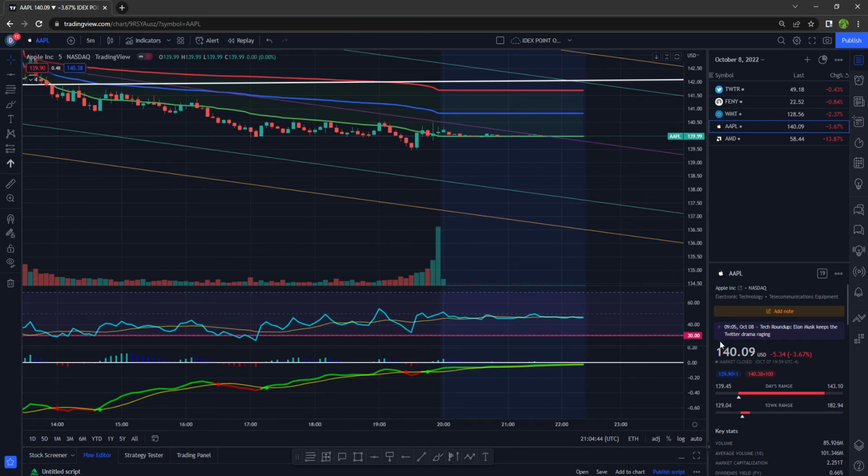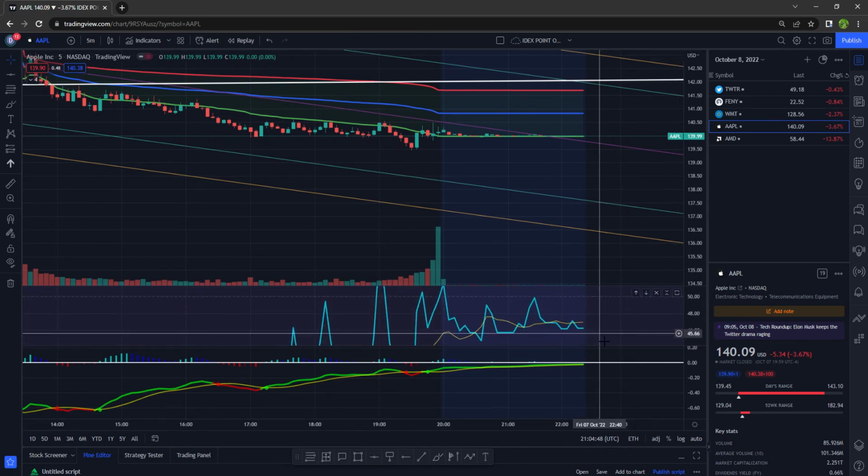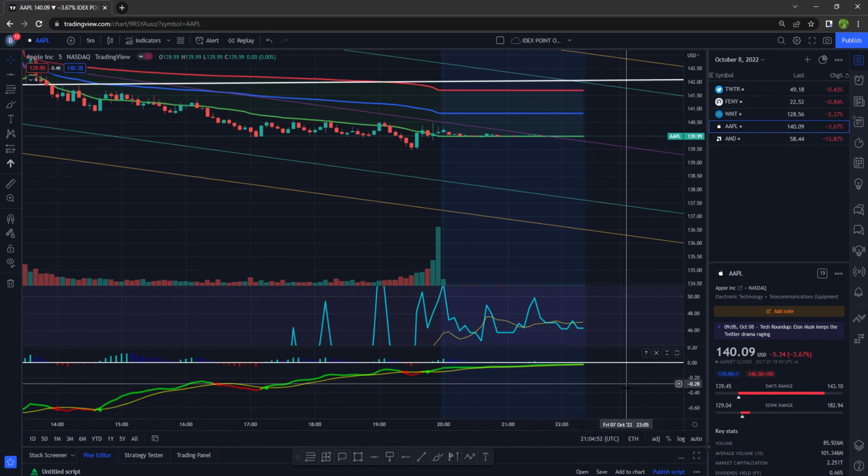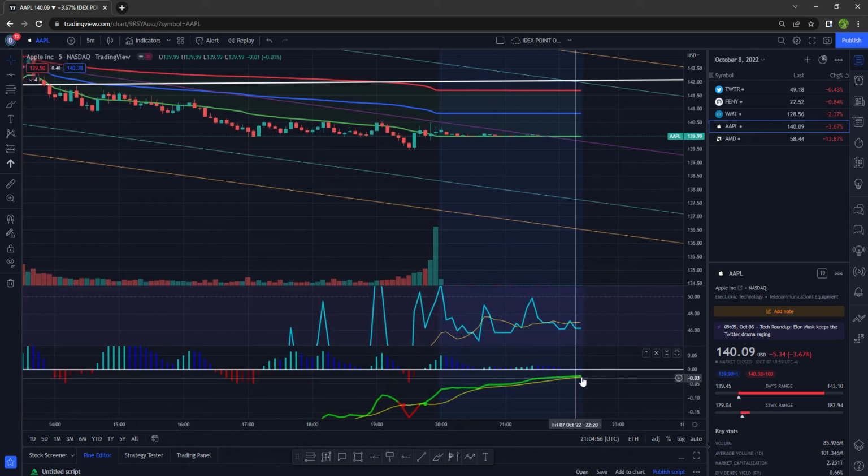Let me click to show you the RSI. Going sideways there, not overbought and not oversold, just drifting. And the MACD looks like it's crossing pretty soon right here.